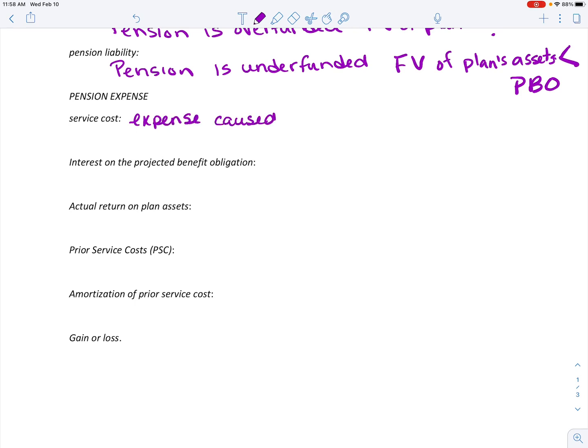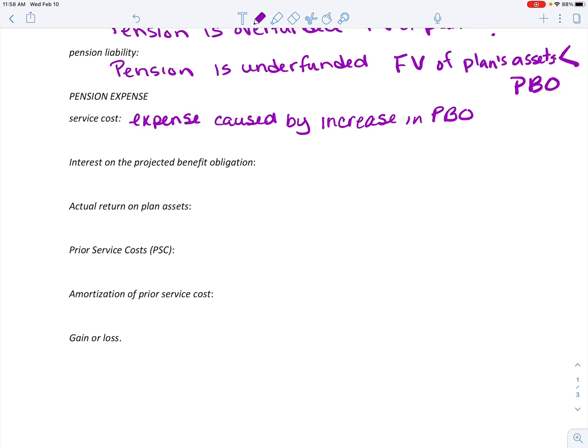So it's an expense caused by an increase in your projected benefit obligation. So again, remember, these actuaries are computing your service costs. This will be given to you if you need it. You don't need to calculate this piece of it.